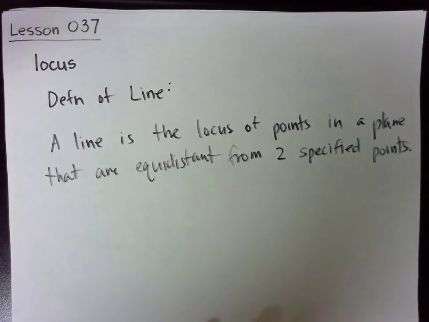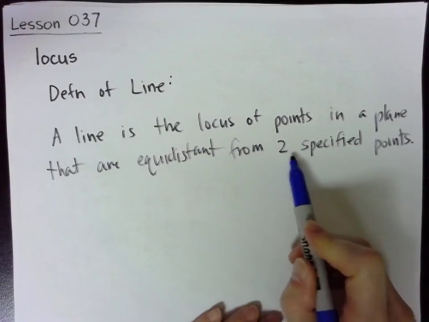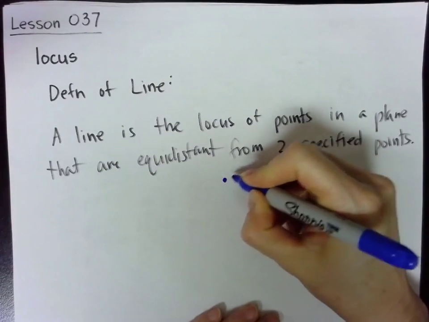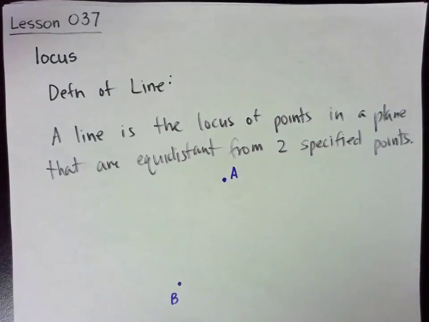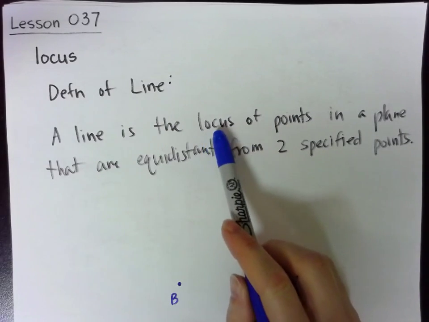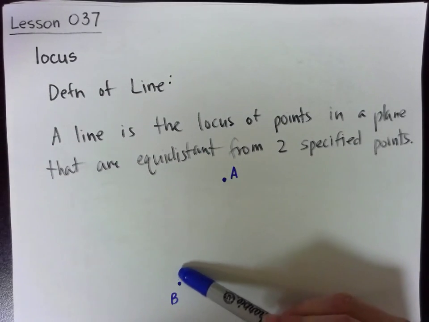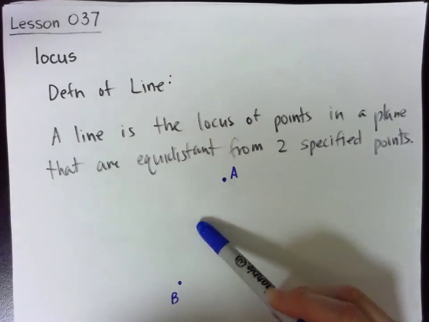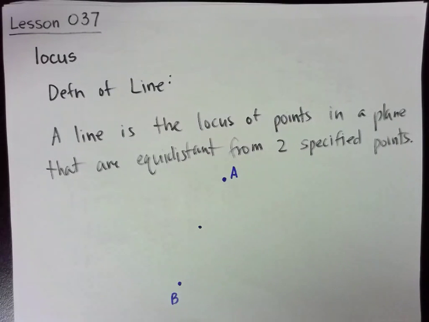My black marker's running out. Okay, so if you think about that, we have this important thing, there are two specified points. Let's say we have point A and we have point B. So those are our two specified points. And so a line is a collection of all the possible points whose location is exactly equidistant from those two. So imagine if I were to draw a straight line between them, maybe that's right in the middle. So that is equidistant from A and B.